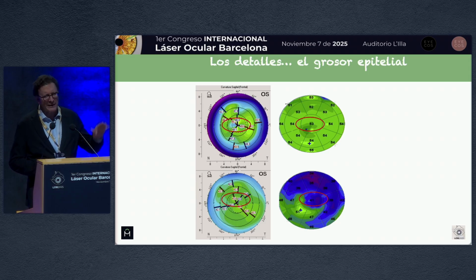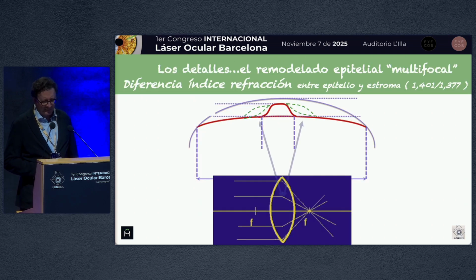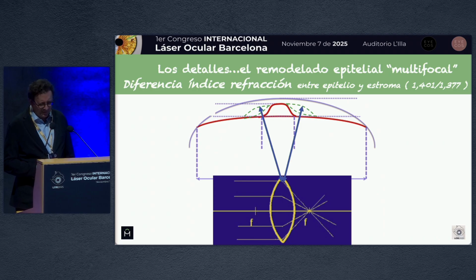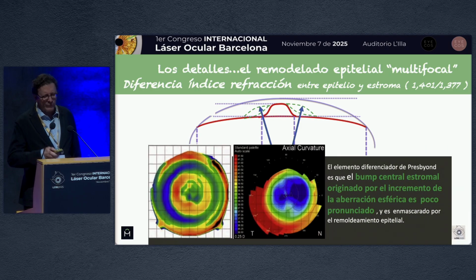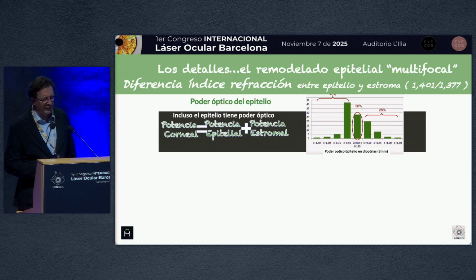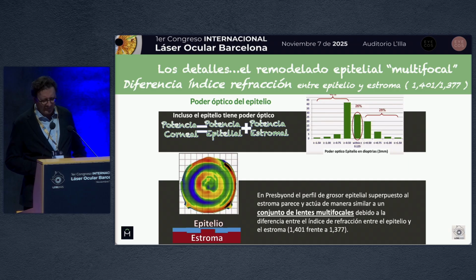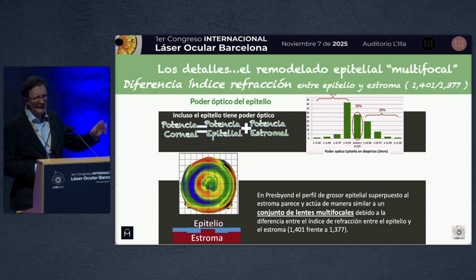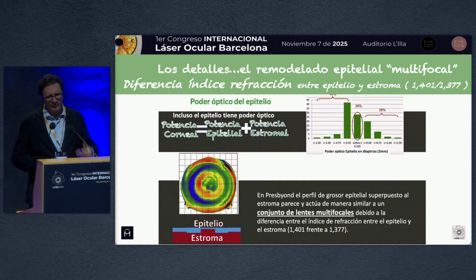The epithelium really matters more than the change in the curvature. The change in the epithelium is what causes epitheliitis, poor vision, problems. The epithelial remodeling in some cases creates this multifocality. We must not forget about the stroma, epithelium and stroma. This refraction difference between the epithelium and the stroma creates a little multifocality when there's an epithelial remodeling, which favors the possibility of presbyopia treatment.